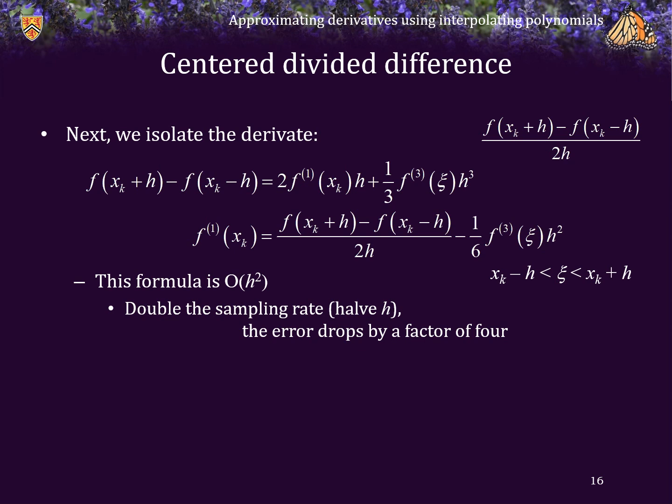So doubling the sample rate halves h, which increases the precision by a factor of 4. All right, so we can get a better approximation with a larger value of h as compared to the previous formula, that was f at x_k plus h minus f at x_k all over h.